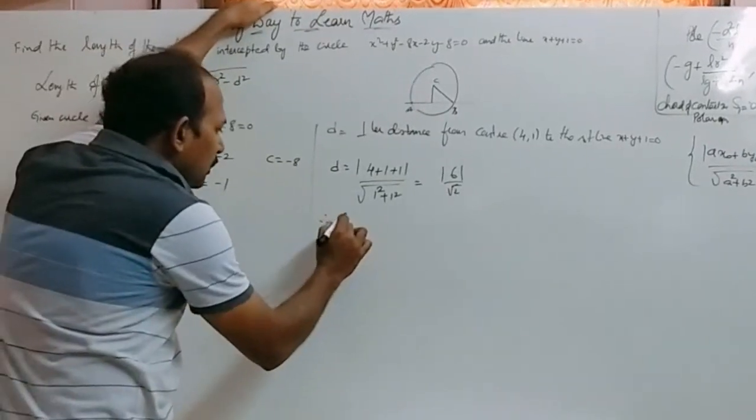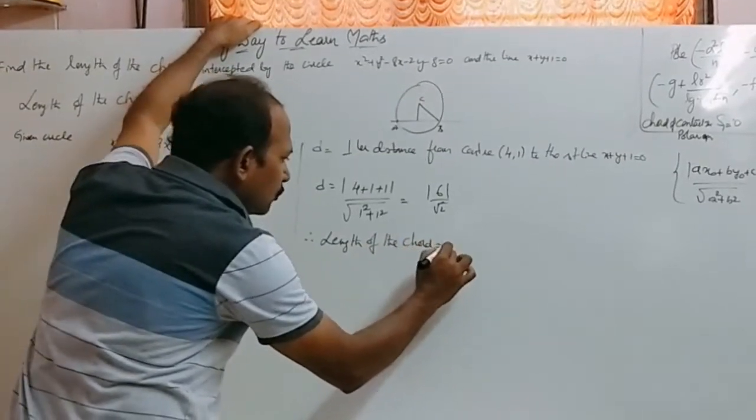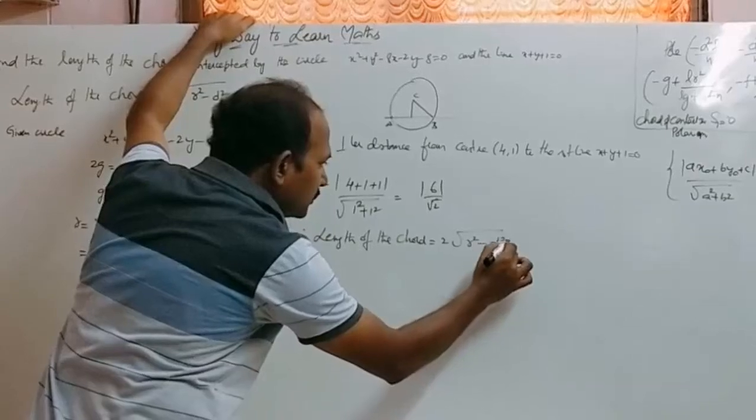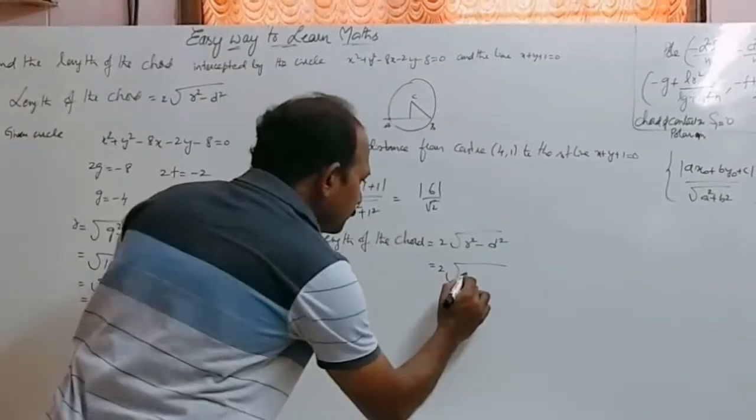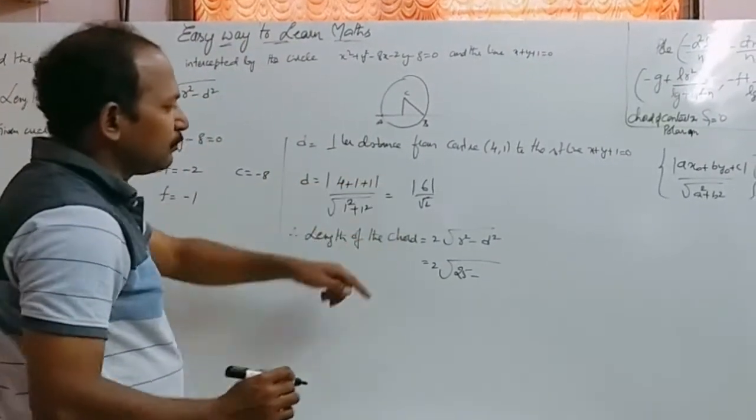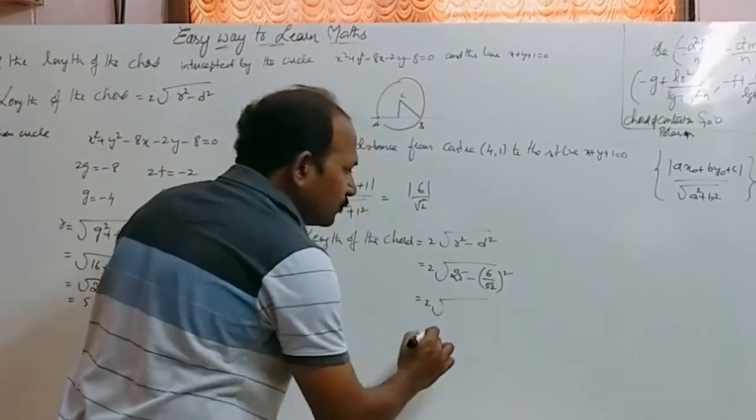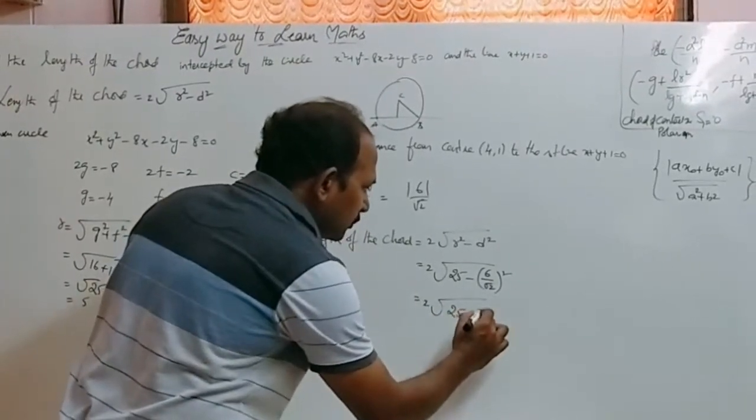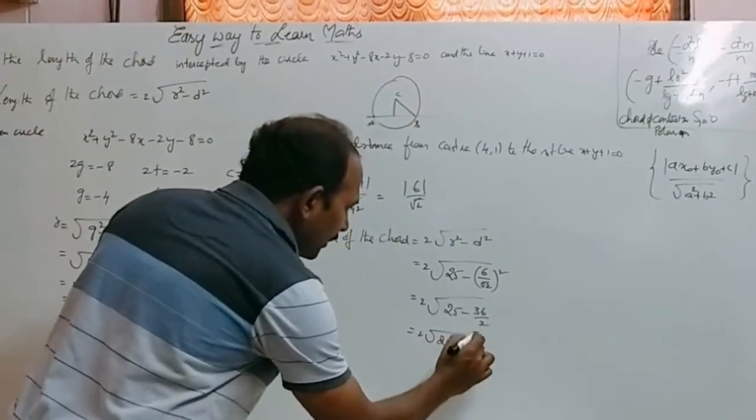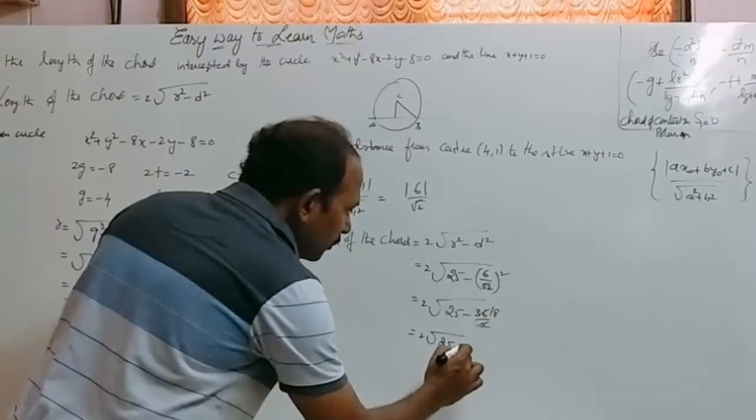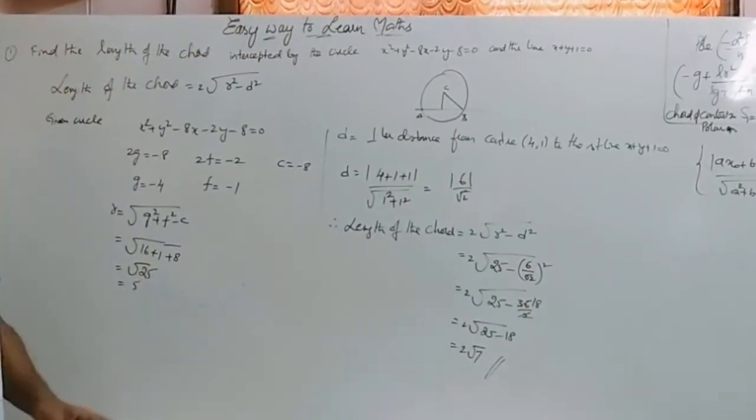Now therefore the length of the chord is equal to 2 into root of r square minus d square, that is equal to 2 into root of r square, r is 5, square is 25, minus d square, 6 by root 2 whole square, that is equal to 2 into root of 25 minus 36 by 2, that is equal to 2 into root of 25 minus 18, that is equal to 2 root 7, which is the length of the chord.